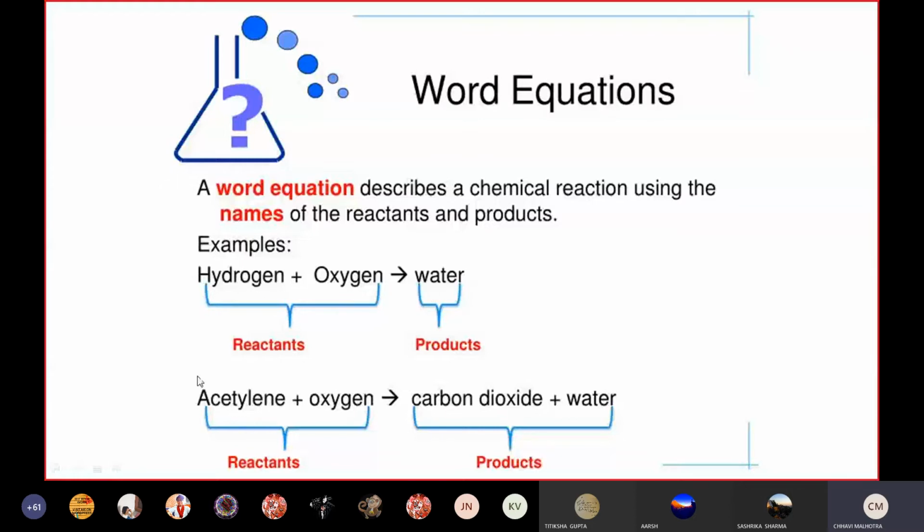Similarly, acetylene. Acetylene is also a chemical compound. Plus oxygen. They both are reacting with each other. So these are the reactants giving us products which are carbon dioxide and water.